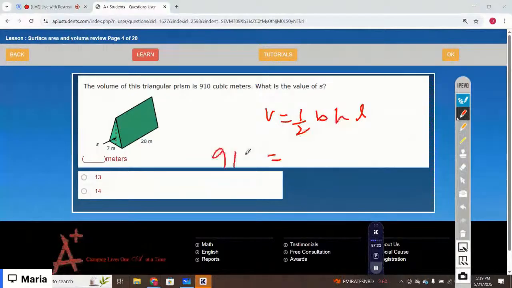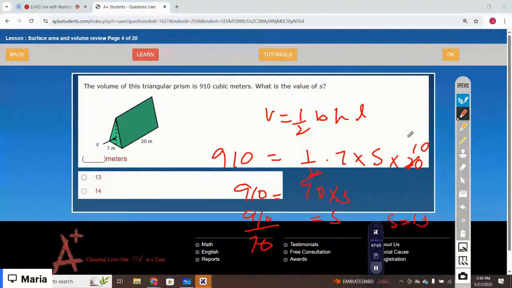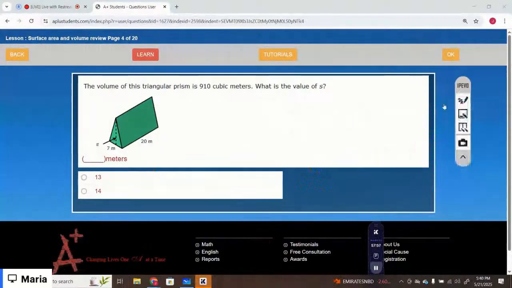Volume we are given, that is 910. 1 by 2 times base is 7. Height we need to calculate, and length is 20, right? So 1 by 2 times 7 times 20 is 70, that is 70 times S equals 910. Divide both sides by 70. 910 divided by 70 is 13. So that means the length of the missing side is 13. Option number 1 is the correct option.